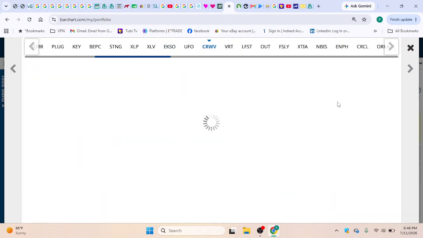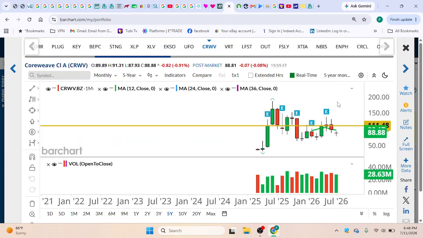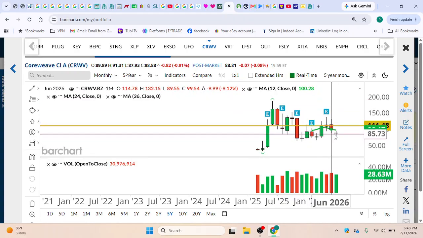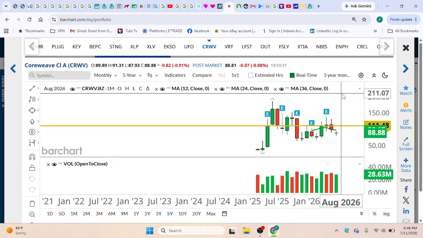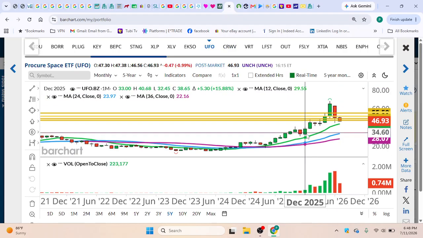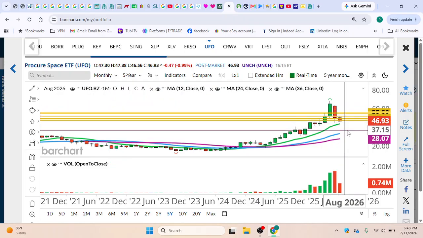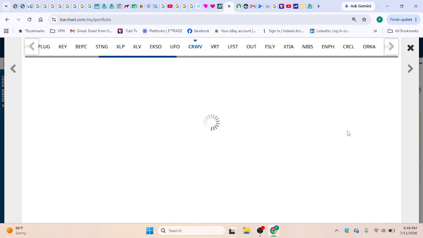Exo is not trading. CoreWeave, I don't like where that's at now. Although it's a tight candle so far in July, I would need some more evidence to trade that one. UFO is a space company ETF that sold off hard after the SpaceX IPO. So that is going to be damaged. That needs to do some repair. Needs some time to cook on that one.